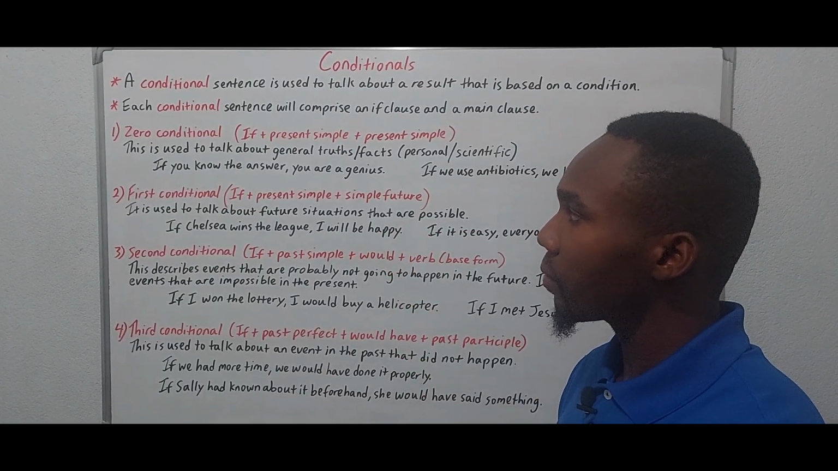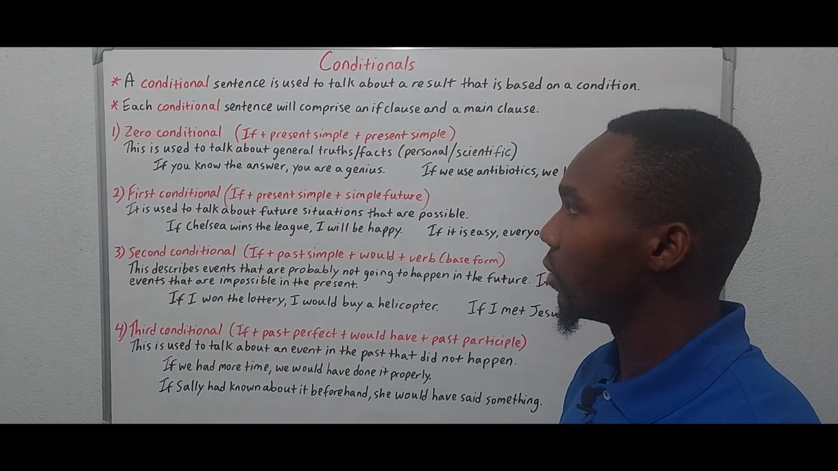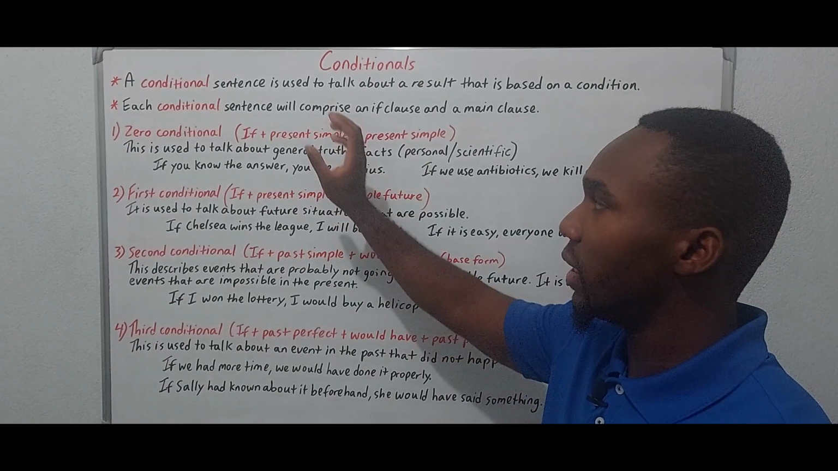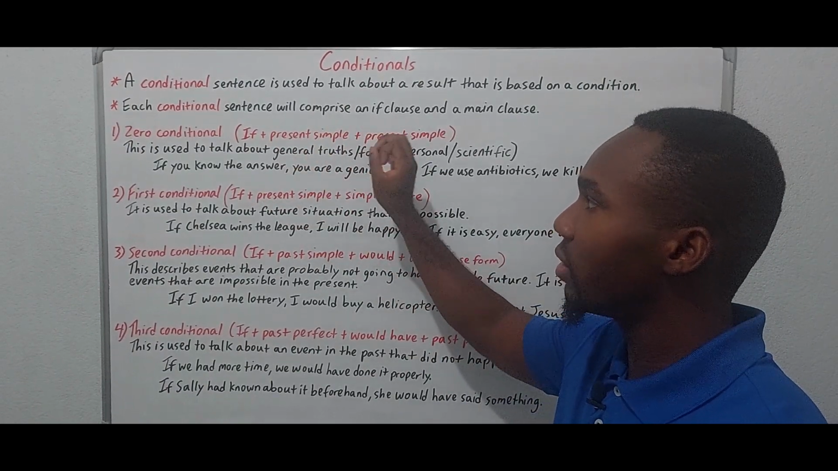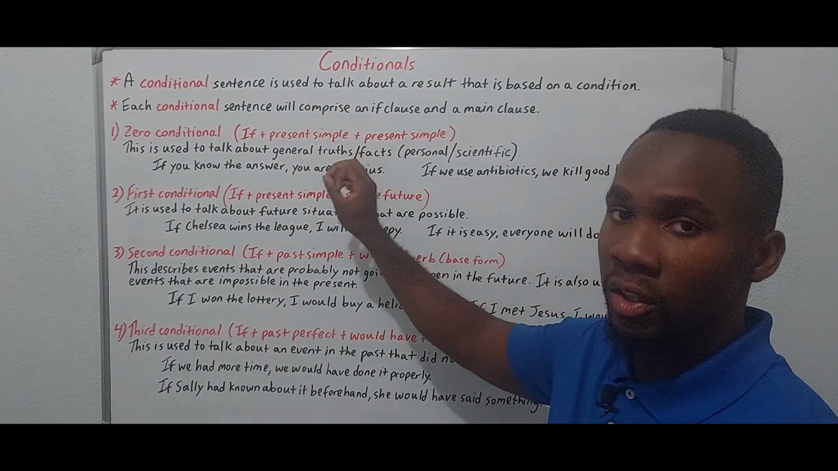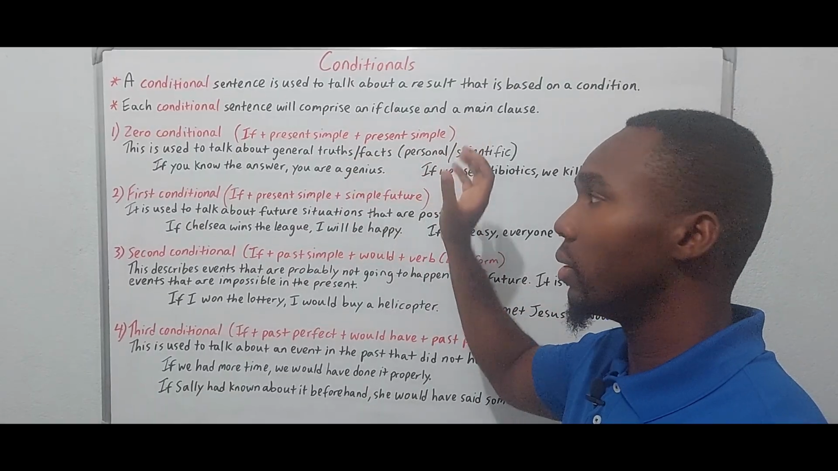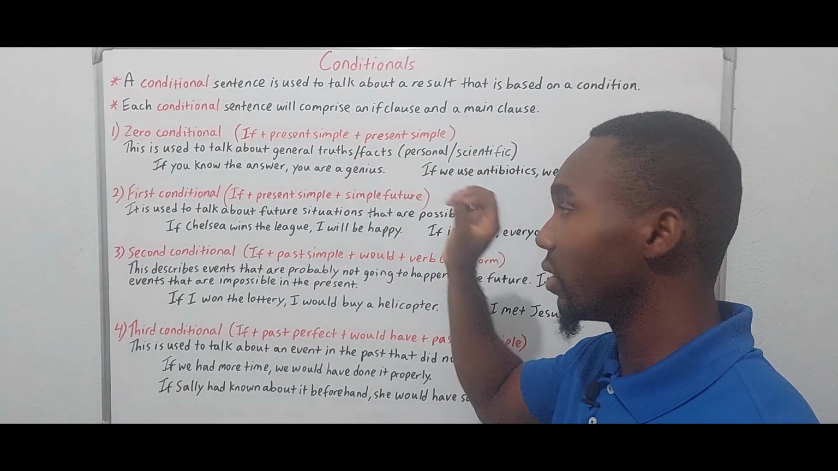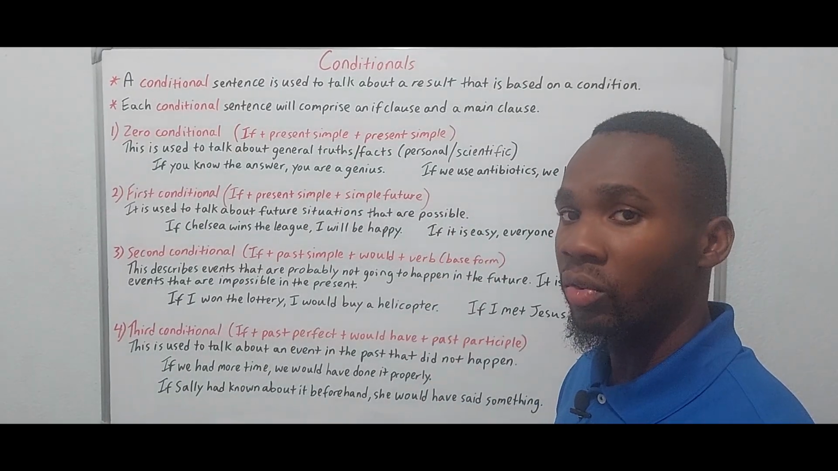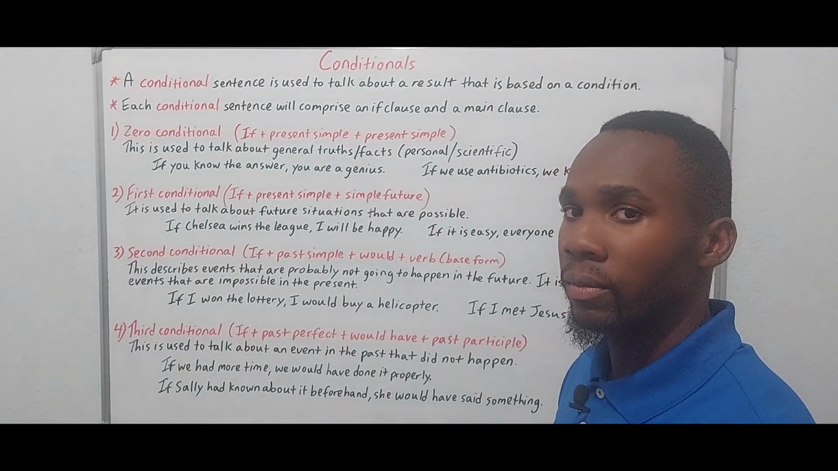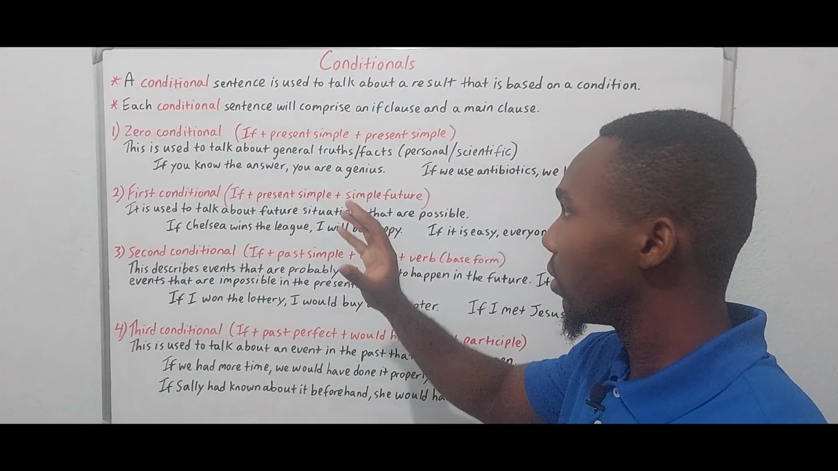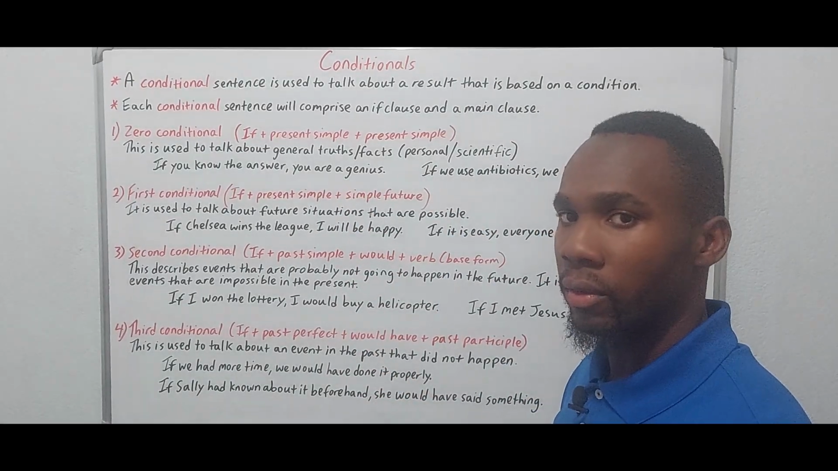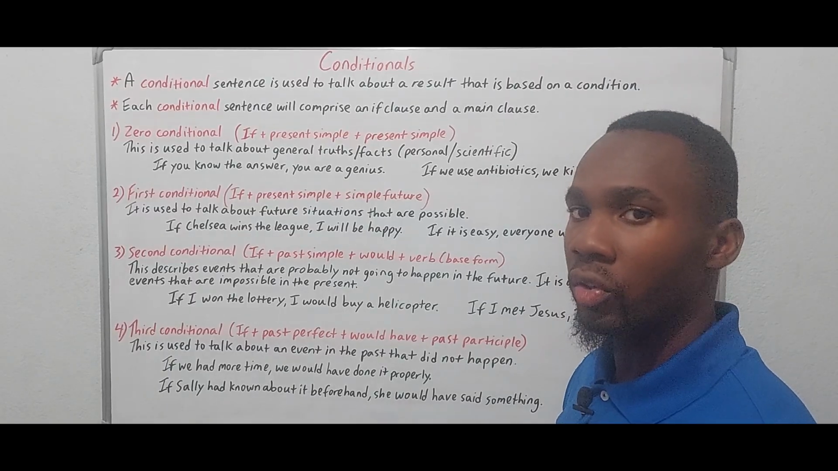One, we have the zero conditional. The structure is going to be if followed by the present simple form of the verb, and then the result is also going to be in the present simple. So this entire sentence is in the present simple. We call that a zero conditional.